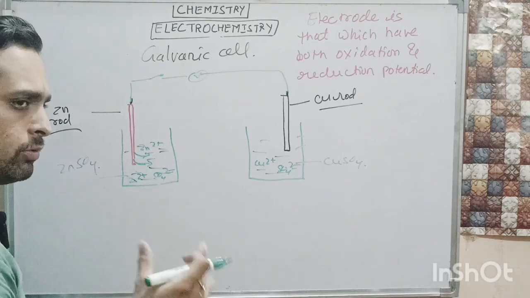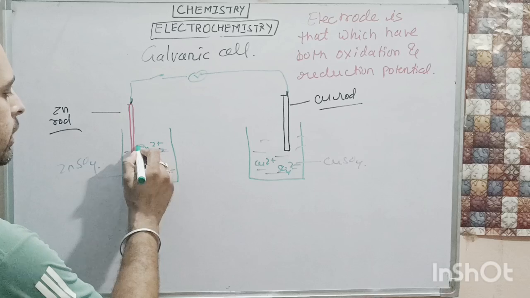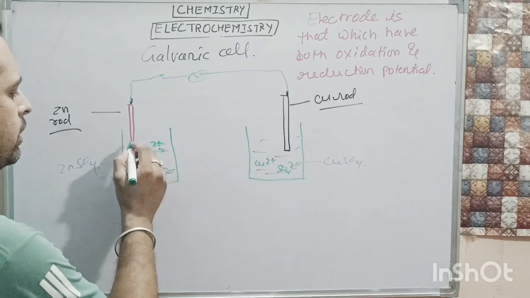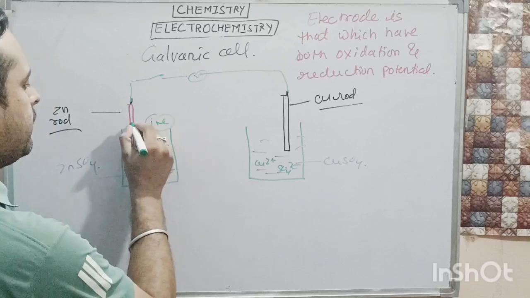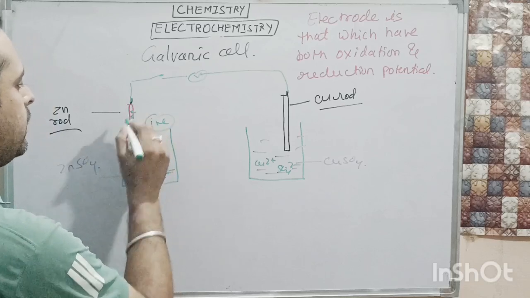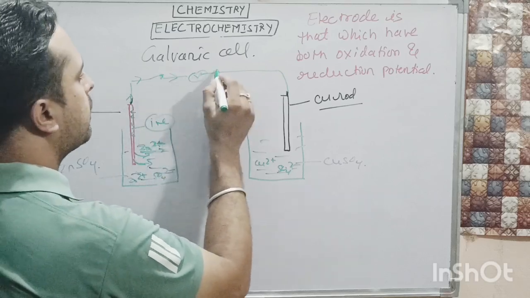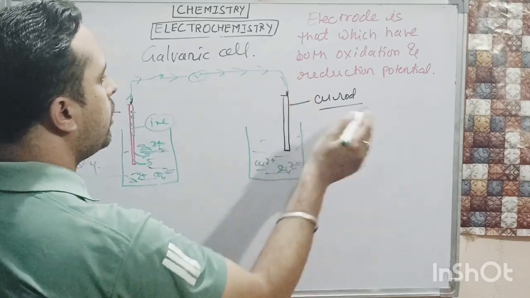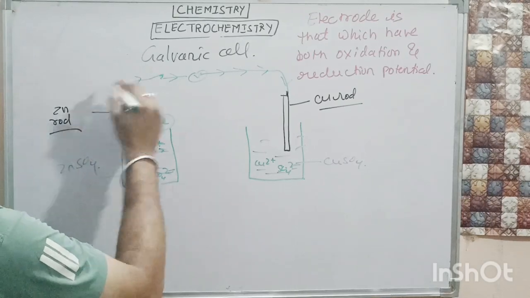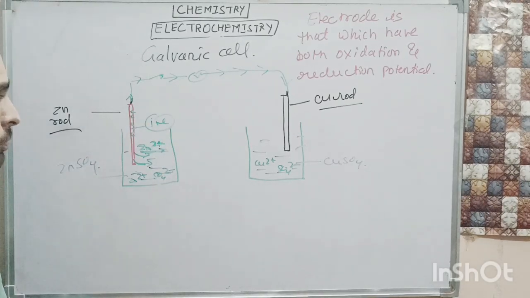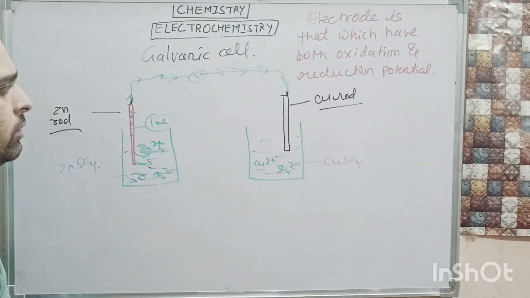Zinc अपने आप को lose करेगा और कुछ इलेक्ट्रॉन्स जैसे जैसे वो अपने 2 plus ions को बाहर करेगा, zinc 2 plus ions are getting out, it's getting negatively charged, and they get some electrons here. These electrons are actually moving towards the copper rod. When they are moving from zinc rod to copper rod, they are getting accumulated onto the copper rod.